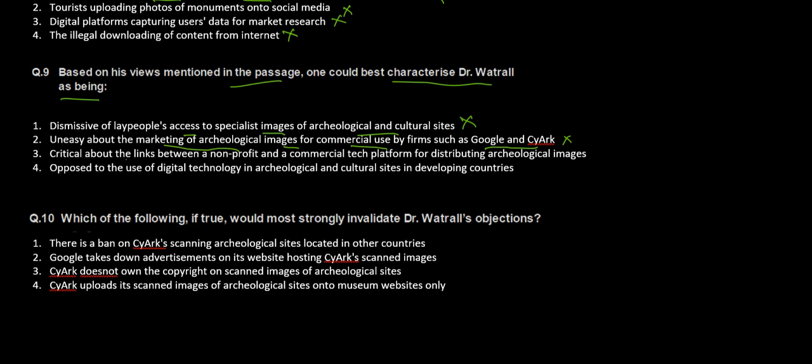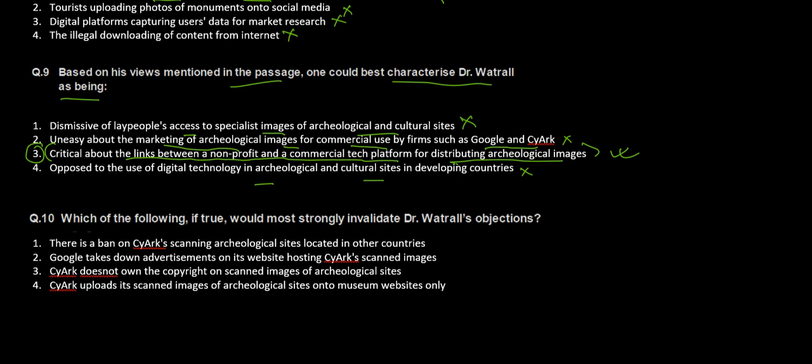So he's critical about the links between a non-profit and a commercial tech platform for distributing archaeological images. This is exactly what his objection is. He is objecting to the collaboration between Google and SIAC. So this is the correct answer. The fourth one says opposed to the use of digital technology in archaeological and cultural sites in developing countries. No, he's not opposed to that. He's not opposed to the use of digital technology. He's just opposed to the collaboration between Google and SIAC.